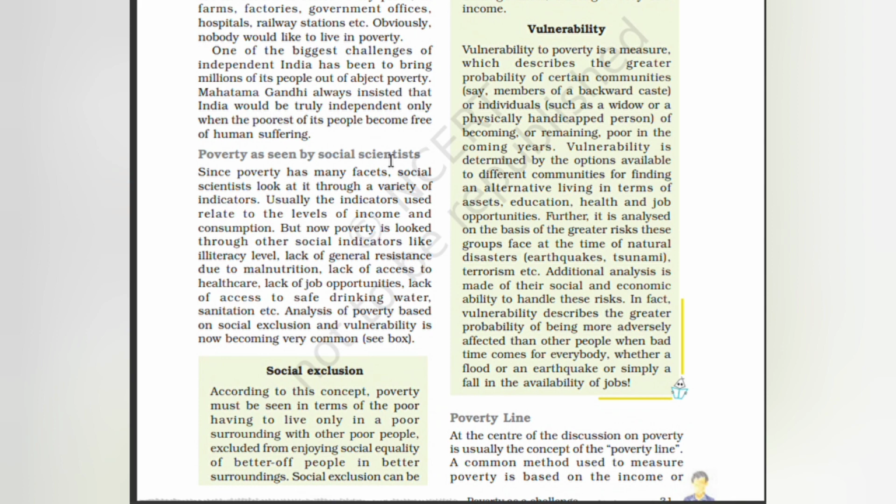Poverty as seen by social scientists. Since poverty has many facets, social scientists look at it through a variety of indicators. Usually, the indicators used relate to the levels of income and consumption. But now, poverty is looked at through other social indicators like illiteracy level, lack of general resistance due to malnutrition, lack of access to health care, lack of job opportunities, lack of access to safe drinking water, sanitation, etc. Analysis of poverty based on social exclusion and vulnerability is now becoming very common.